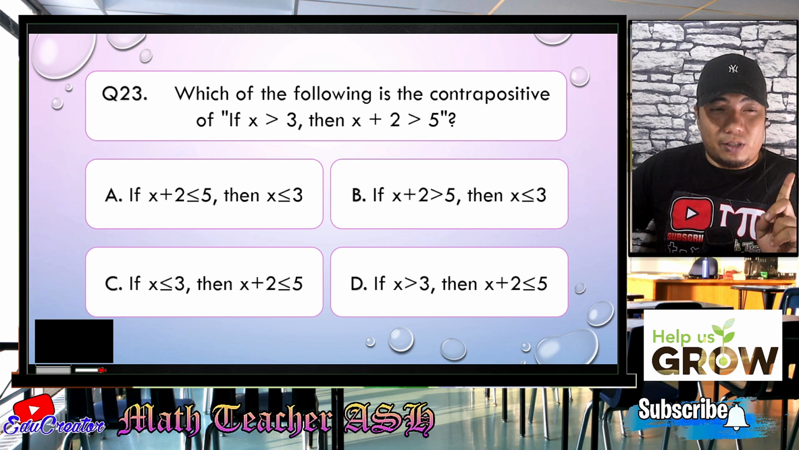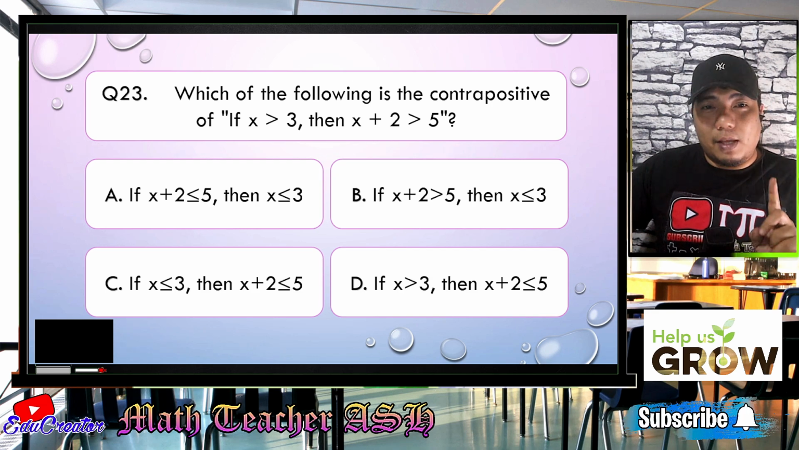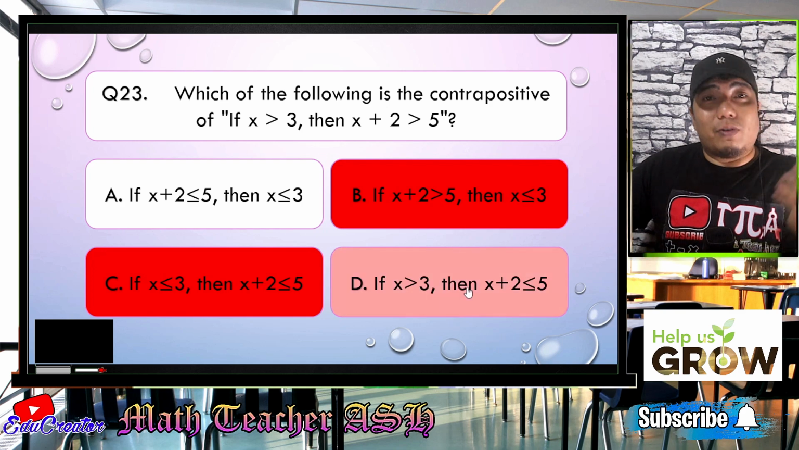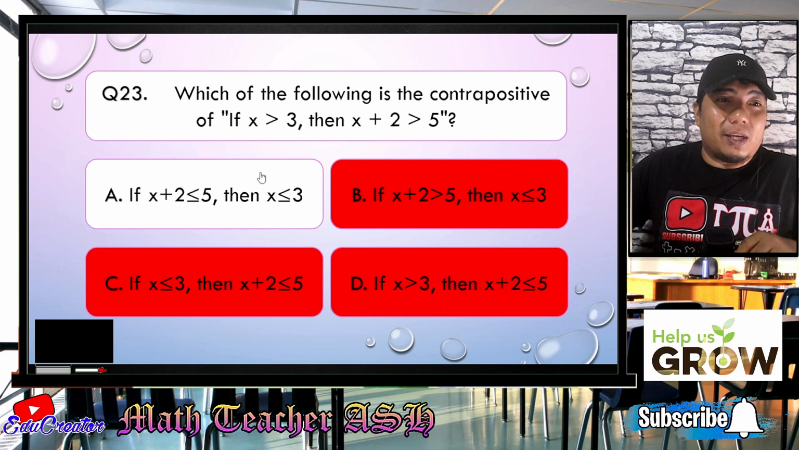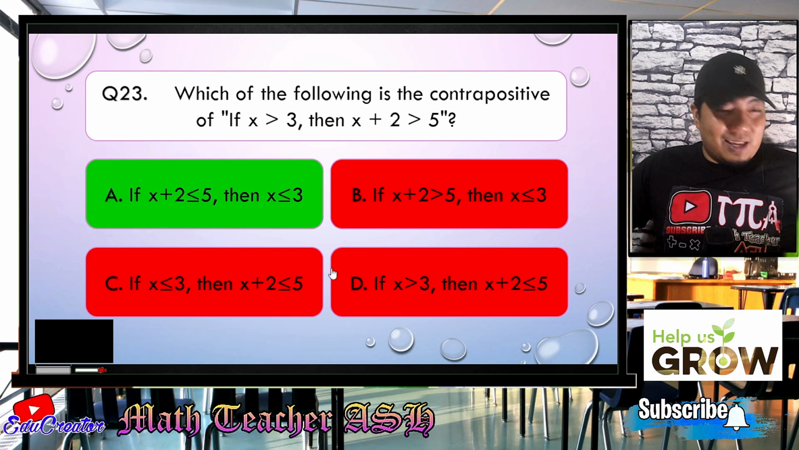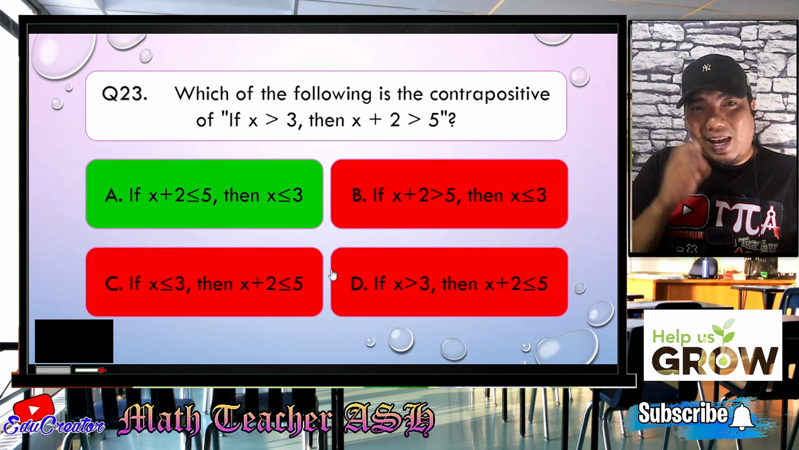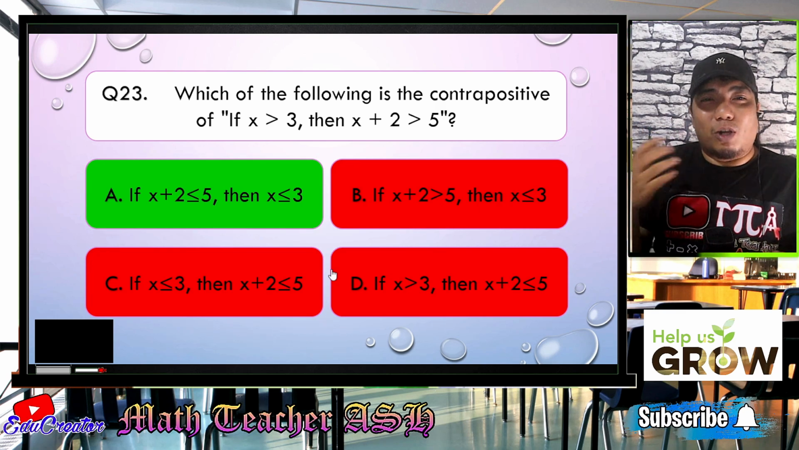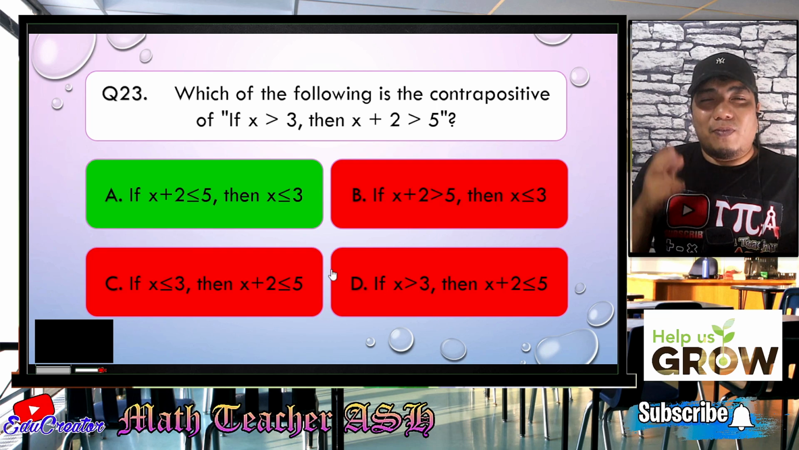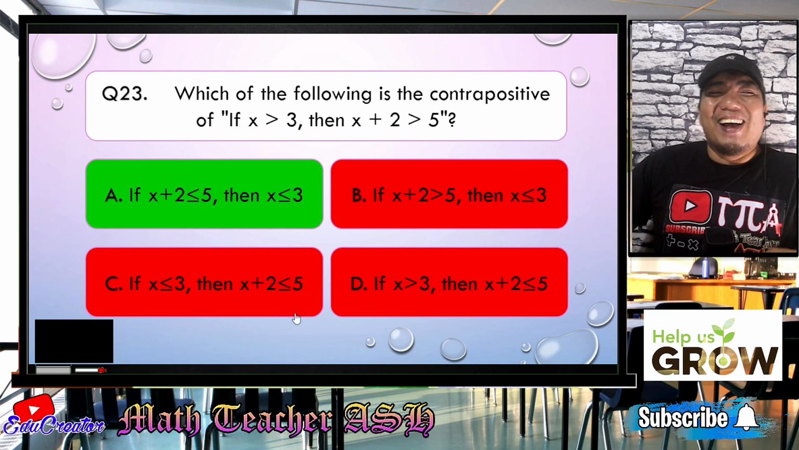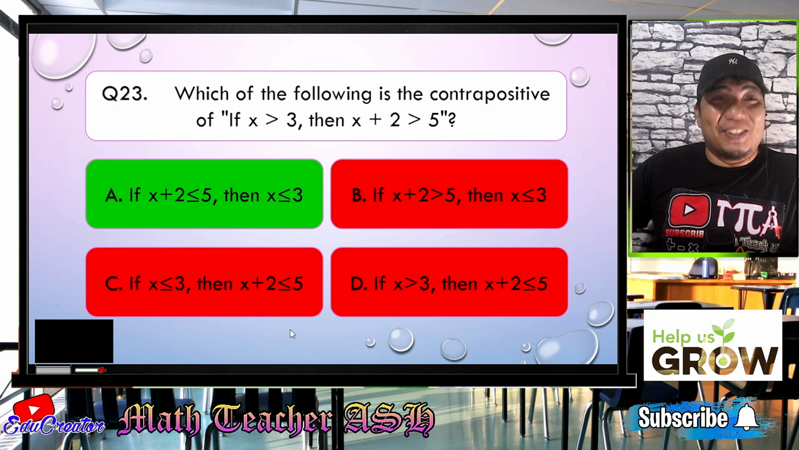So letter A is correct for the first statement. Letter B is wrong. Letter C is wrong. And letter D is already wrong. So we already got the correct answer, my dear math learners. That is letter A. Okay, so if it is if A, then B, then for the contrapositive, it would be if not B, then not A. Easy, right? Very easy, my dear math learners. I hope that is easy to you.